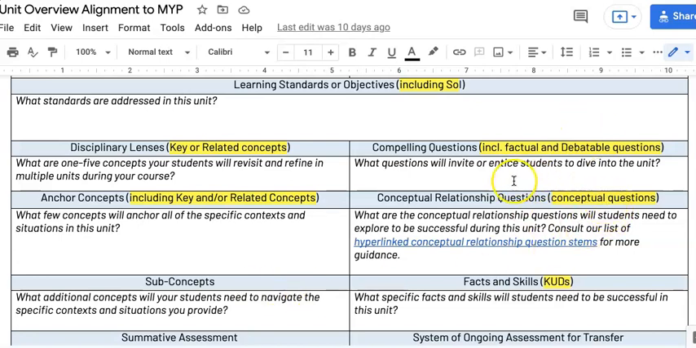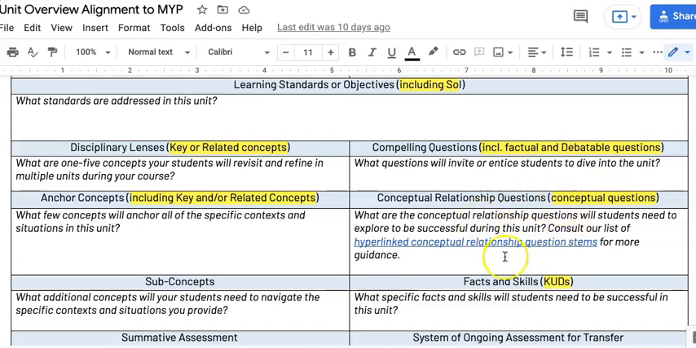And then over here, what we call compelling questions are very related to what the MYP calls debatable questions. They're things that invite or entice students to dive into the unit. And then essential for us is conceptual relationship questions. So when I see a question like, what is power? Even though power is, of course, a concept, I don't see that as a very rich conceptual question. I see that as more factual, in the sense that it is what it is. These are the critical attributes of power.